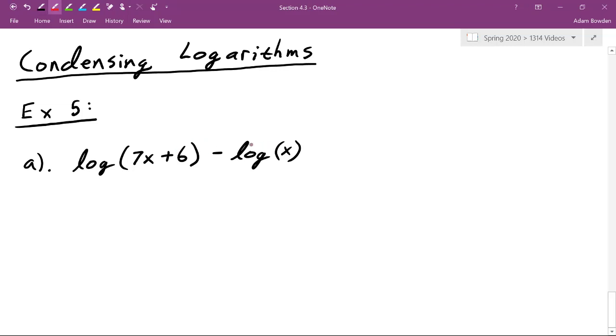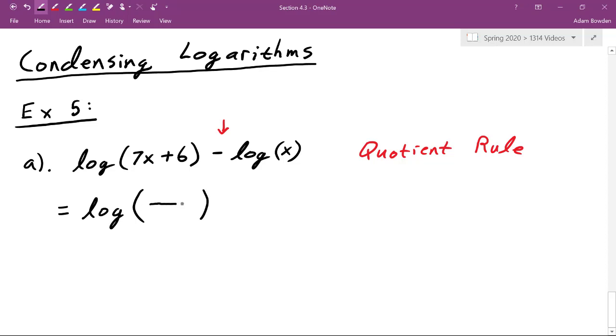Now keep in mind when we look at these and we see the subtraction between the two, that goes back to the quotient rule. And the quotient rule had to take the division and change it into subtraction. So if we have subtraction, we can combine these back together again into a single logarithm where we'll have division of something on top and something underneath. What would go on top would be the 7x plus 6, and what would be underneath is the x. So that's what the quotient rule tells us we can do to condense this back down into a single logarithm.